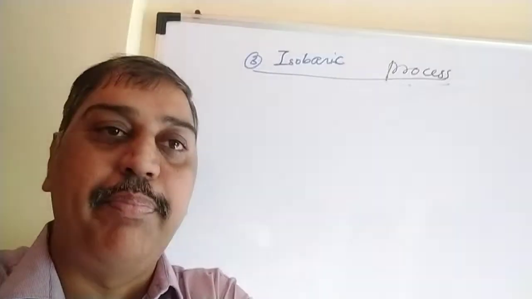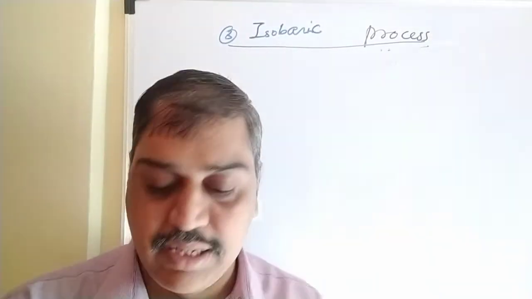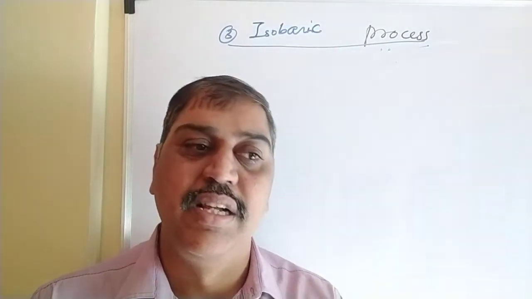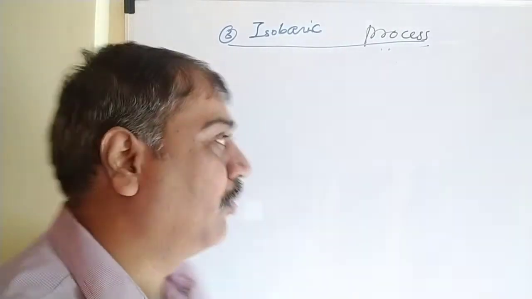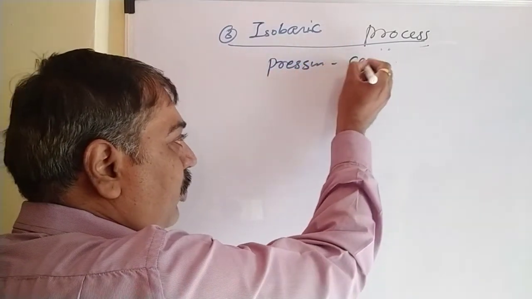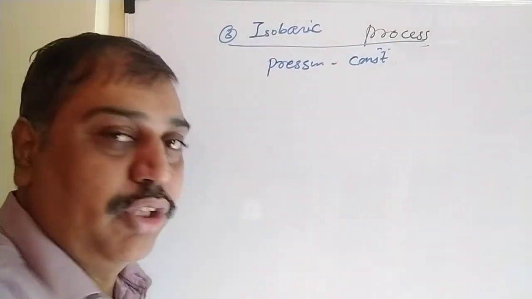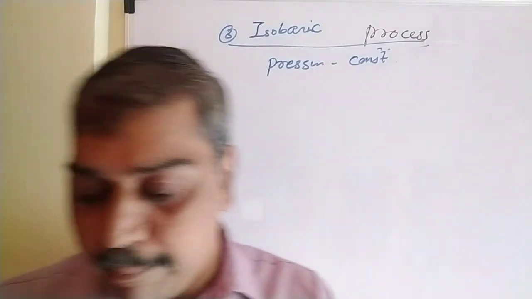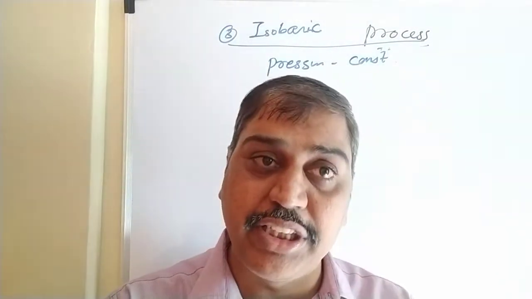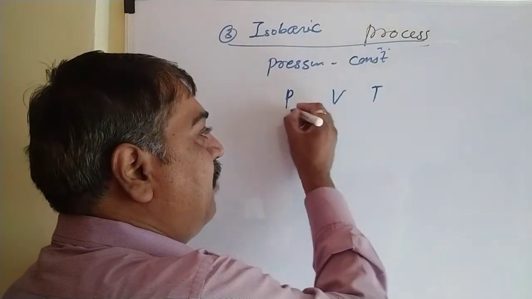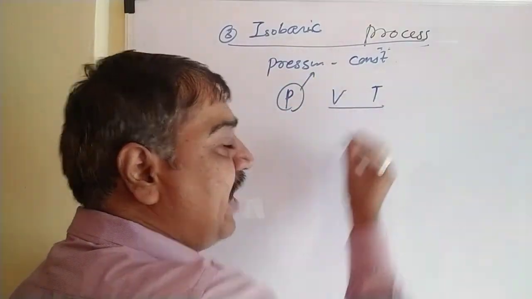The process is said to be an isobaric process when the pressure of the system throughout the process is constant. So isobaric means pressure remains constant throughout the process. But remember, here temperature is changing, pressure is constant. We have three parameters P, V, T. If P is constant, V and T are changing.